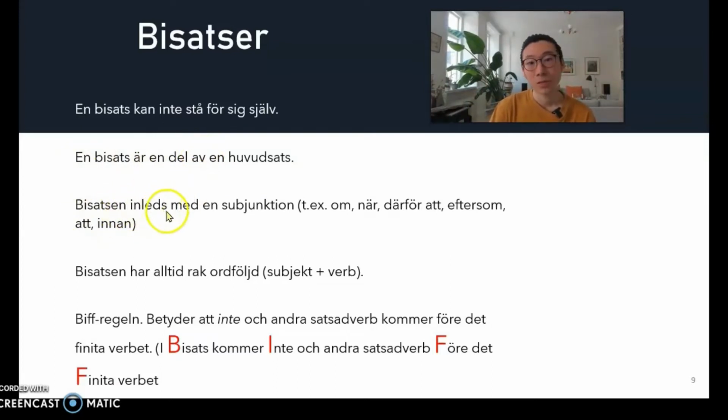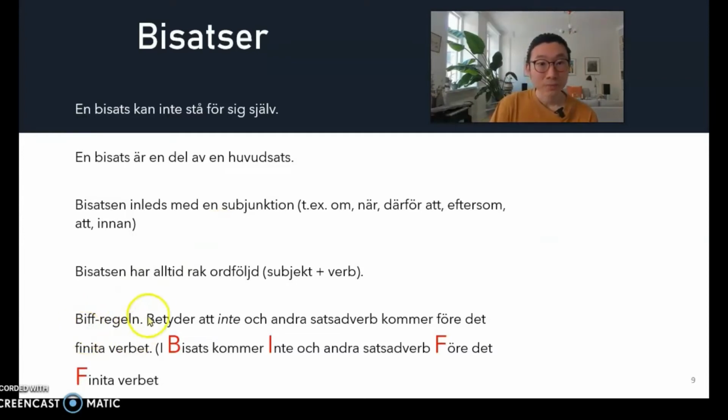Bisatsen inleds med en subjunktion. Till exempel om, när, därför att, eftersom, att, innan. The subordinate clause is led by a subjunction. For example, if, when, because, that, before. Bisatsen har alltid rak ordföljd. Subjekt plus verb. The subordinate clause always has the straight word order. Subject and verb.